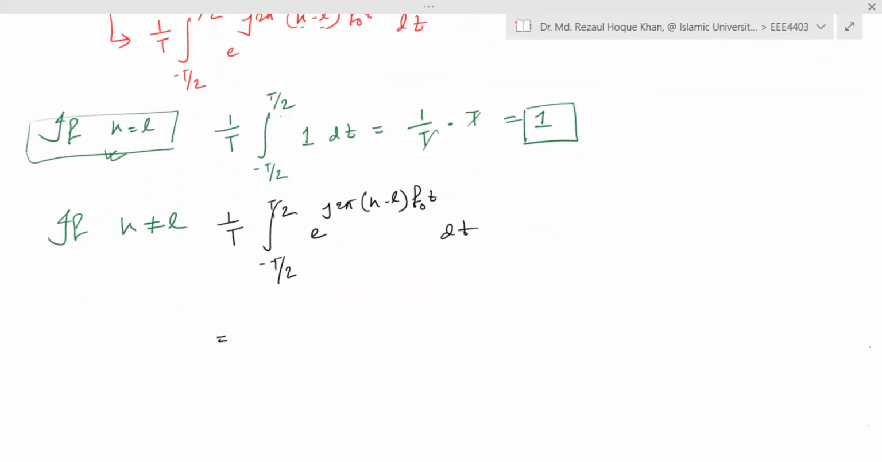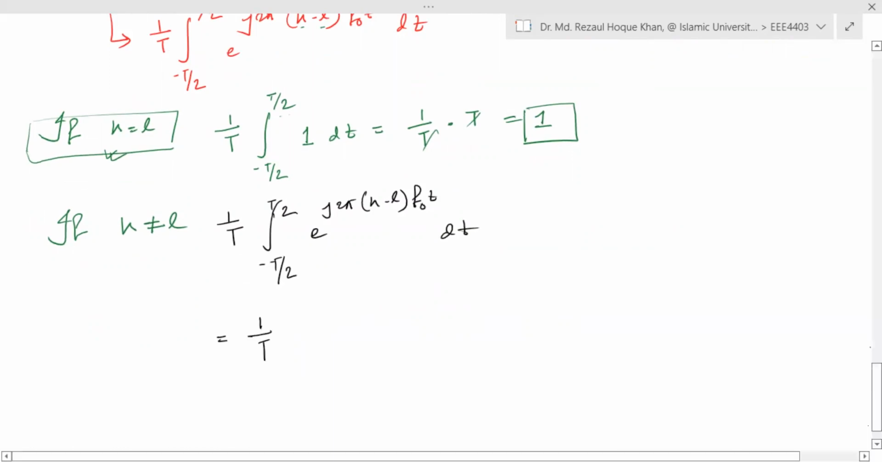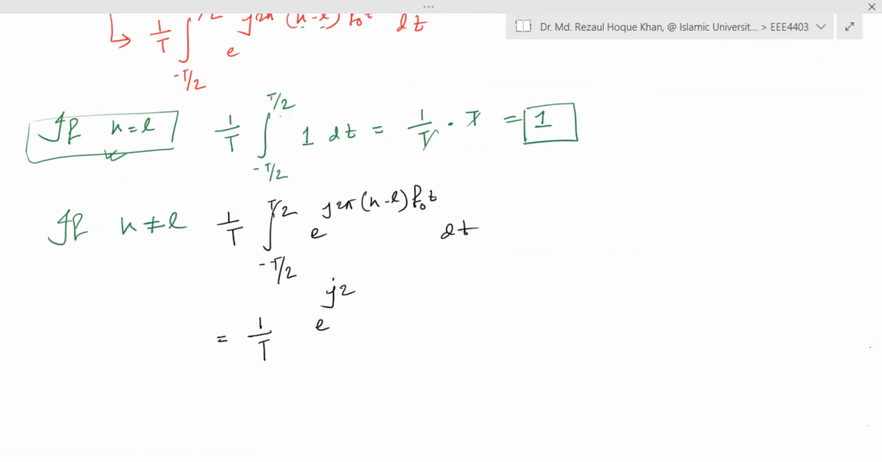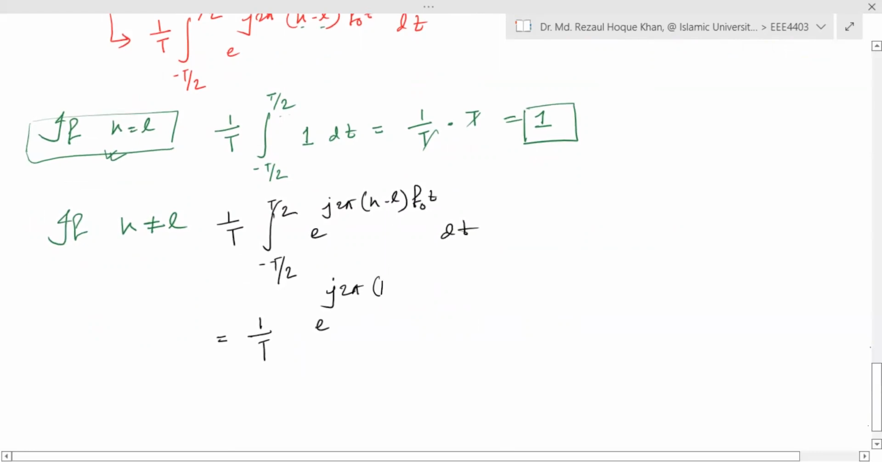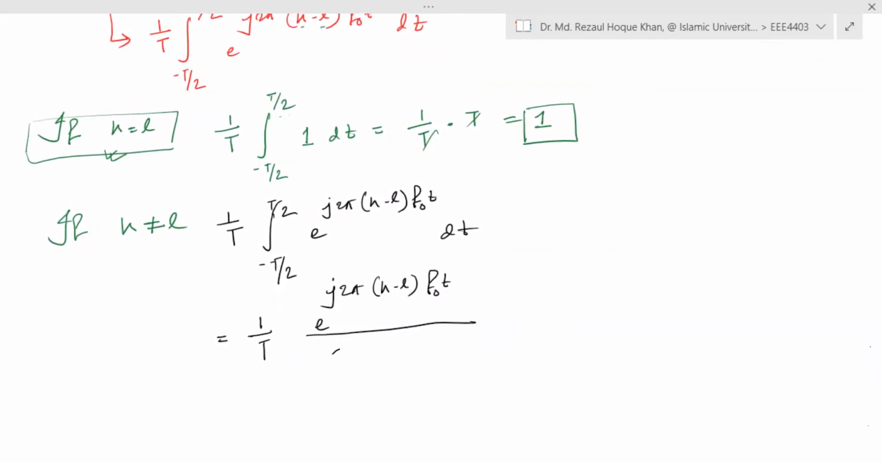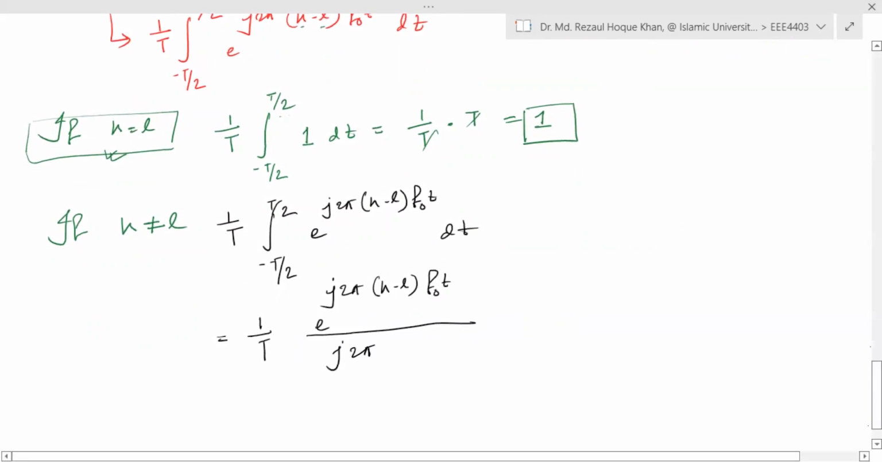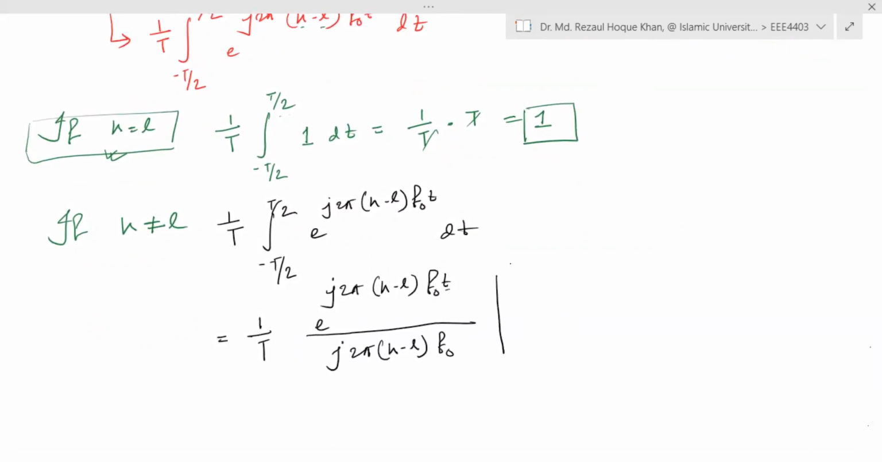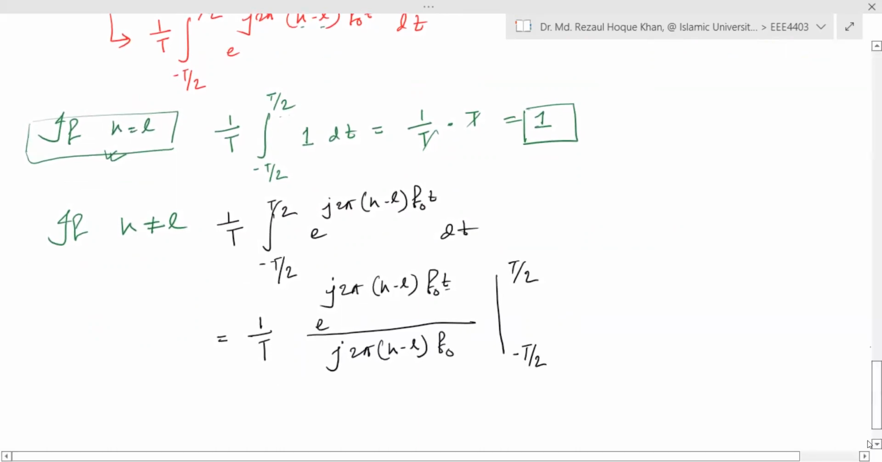So this will be, say, 1 by t. Okay, so we will do the integration. So the integral of e to the power x is e to the power x. So e to the power j 2 pi (k minus L) f0 t, but this is not e to the power x. So we'll give the correction, which is actually j 2 pi (k minus L) f0, because this is d by dt with respect to t, which will be 1. So we put from t by 2 to minus t by 2. So this is actually your elementary integration.